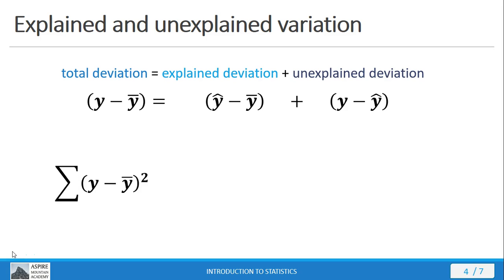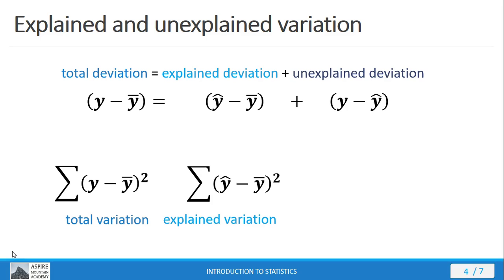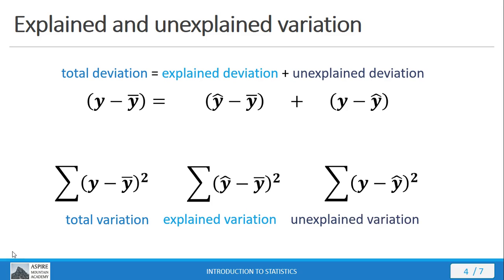Well, we can actually rewrite that if we take the sum of the squares of that total deviation. That will give us total variation. If we do the same thing with the explained deviation, that's going to give us the explained variation. And again, if we do the same thing with the unexplained deviation, that's going to give us the unexplained variation. And as it turns out, these variation concepts have the same relationship to each other that the deviation concepts had with each other. So we can just say the total variation is going to be the explained variation plus the unexplained variation.